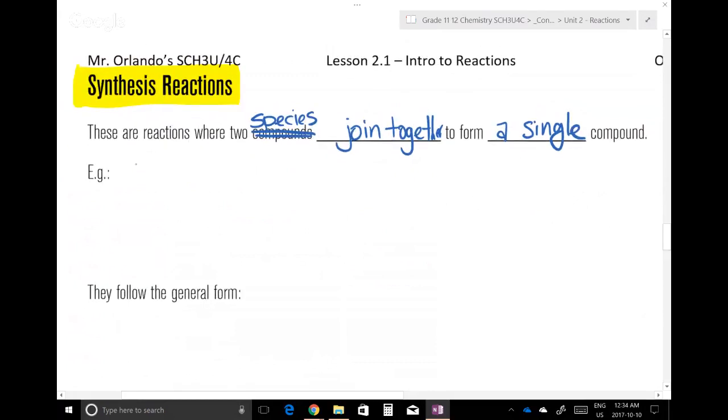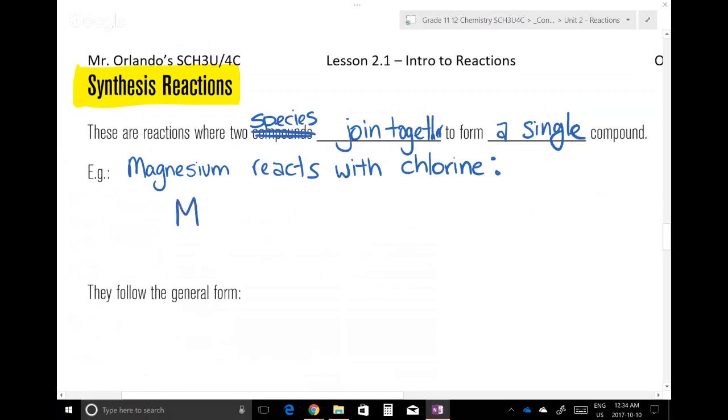If I had magnesium metal reacting with chlorine, that would be a synthesis reaction because we have two single species, magnesium and chlorine, and they're going to come together to make a new thing. So magnesium looks like what? Well, of course, it's just Mg, and that is a solid. And that's going to react with chlorine, and that's a gas.